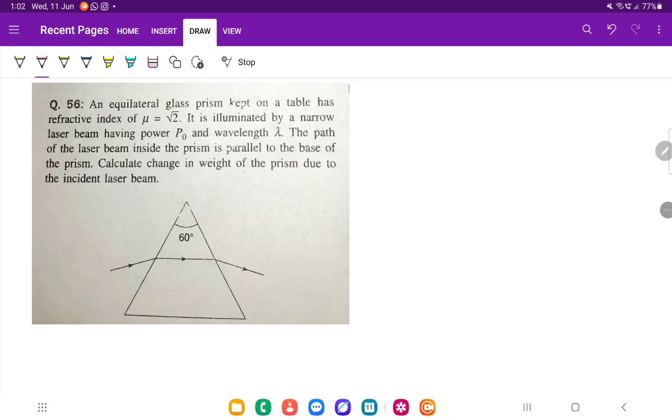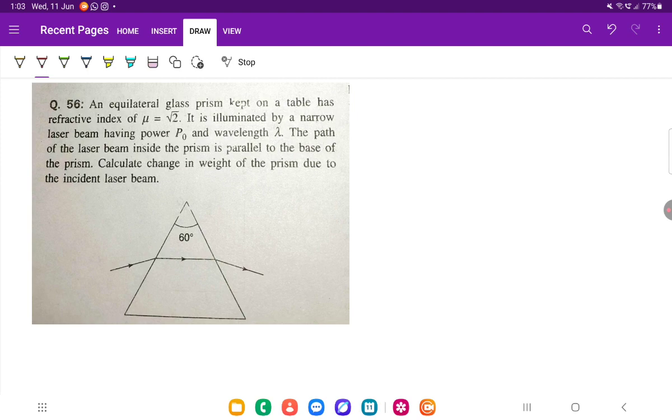Welcome back everyone. So today I picked up a problem from modern physics from Shashi Tiwari sir's book. As you can see, it's question number 56 and I guess it's from level 2 of the chapter named Wave Particle Duality and Atomic Physics.